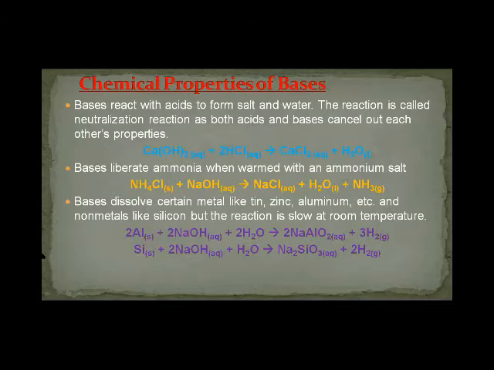Next, we have the chemical properties of bases. Bases react with acids to form a salt and water. This is a process of neutralization. The reaction is called a neutralization reaction. As both acid and base cancel out each other's properties, the base completely finishes the acidic property, and the acid completely neutralizes the basic property. In this reaction, salt and water will form.